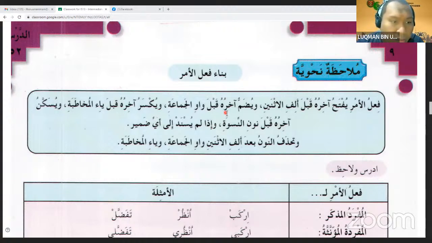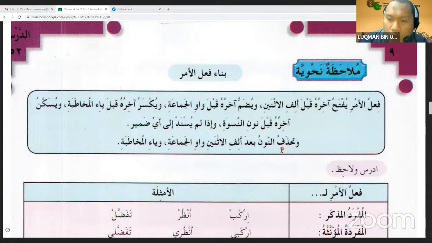Wa yusakkanu akhiruhu qabla nunin niswa. So if it is connected with the plural feminine nun. Wa idha lam yusnad ila ayyi dhamirin, and if it is not connected or attached or annexed to any other pronouns, so the default form of a fi'l amr, the imperative tense of the verb, is that it should end with sukun. Sukun, that's the default form.